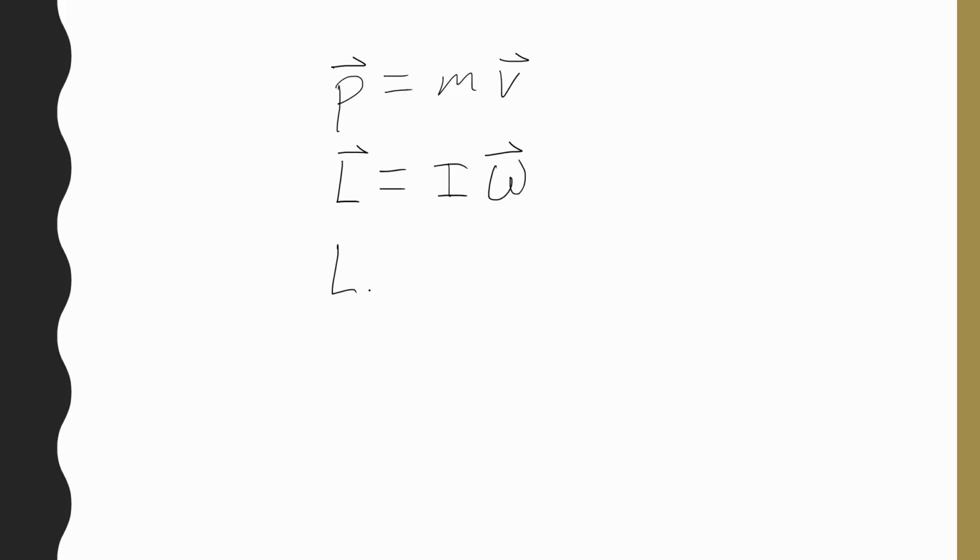So we can say that the initial angular momentum equals the final angular momentum. And this is as long as there are no external torques acting on the system. There can be external forces as long as there are no external torques. So that can take place if the force is acting right on the axis of rotation.